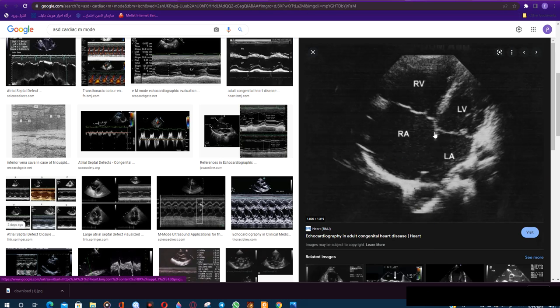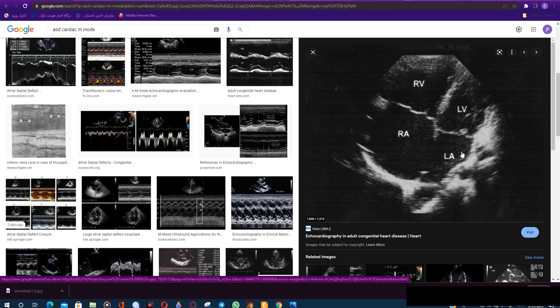This is an ASD, an atrial septal defect. We see LA and RA, RV and LV. Because of the shunt from LA to RA, left to right, we have RV enlargement and RA enlargement. So for finding ASD, we have paradoxical septal motion and RV and RA enlargement.